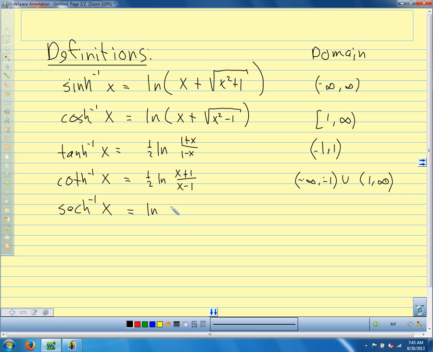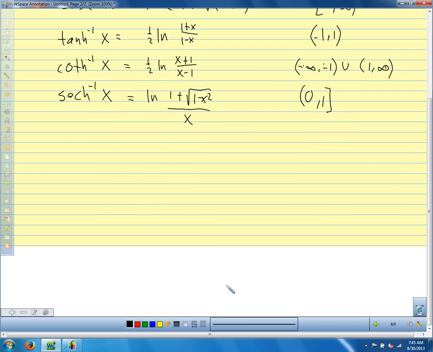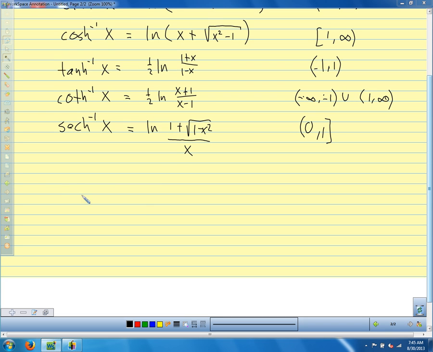So these functions, you can see they're getting kind of messy, they're kind of complicated. And we have 0 to 1 here. And finally, cosecant inverse.